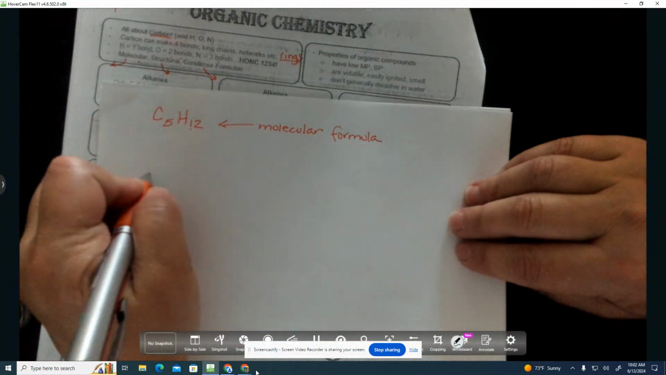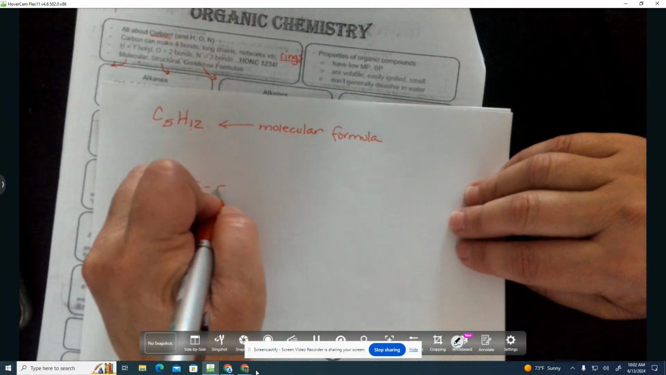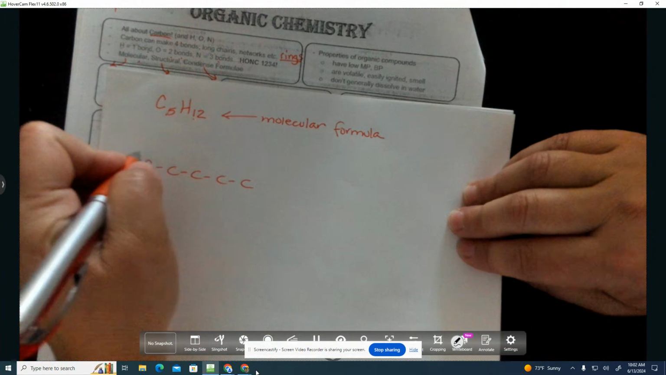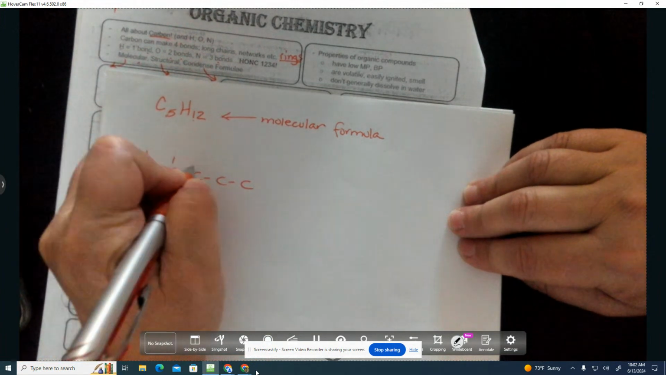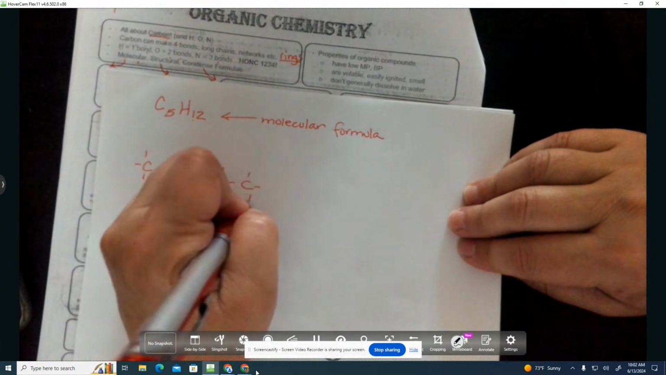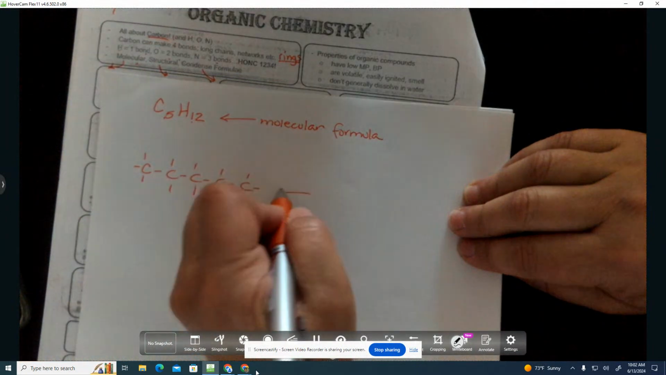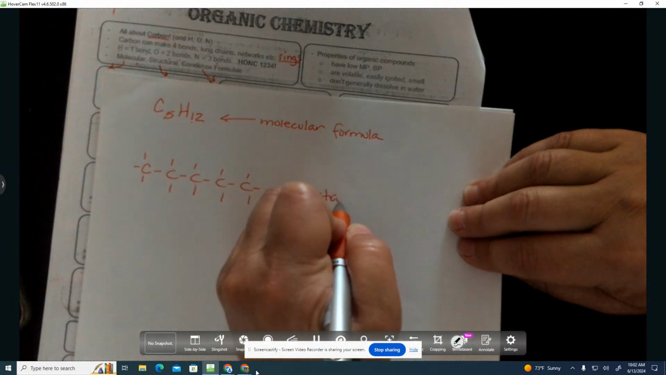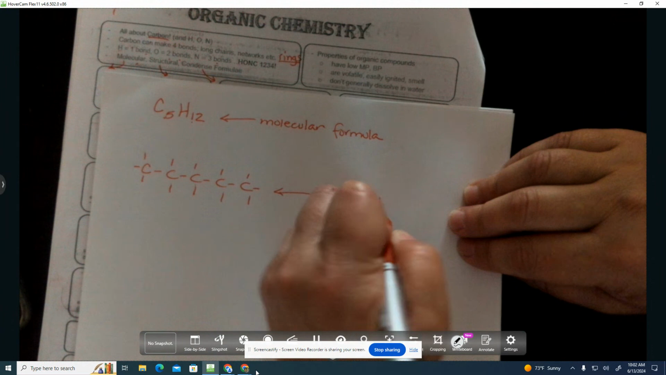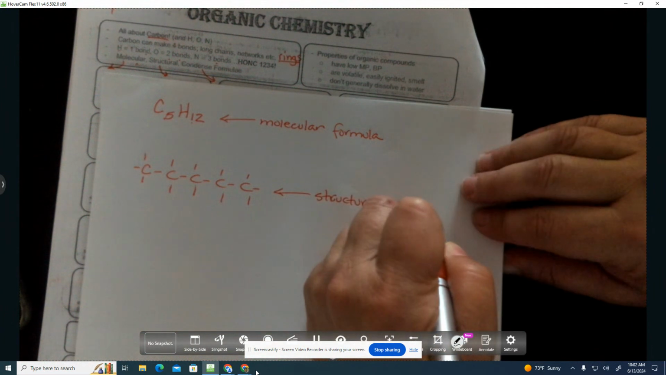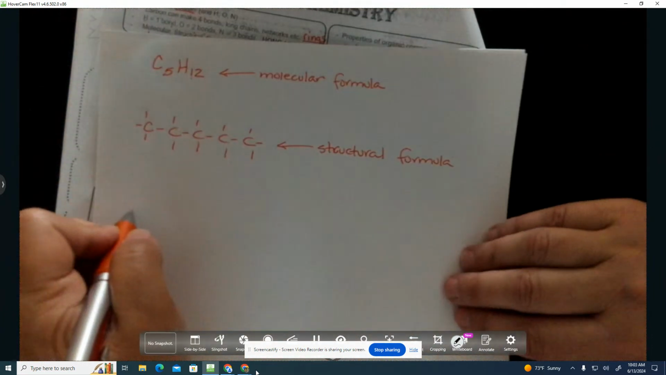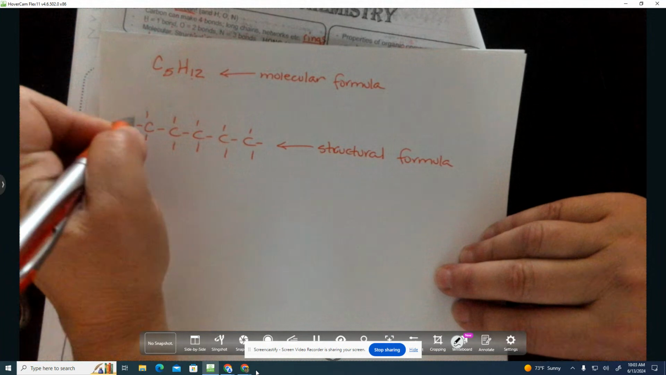Okay, if I draw the structural formula and I draw all 5 of my carbons in a line, make sure you put all of your hydrogens around the carbons. I'm not drawing every H out there. That is a structural formula. And finally, if I do a condensed structural formula, it would look like this.